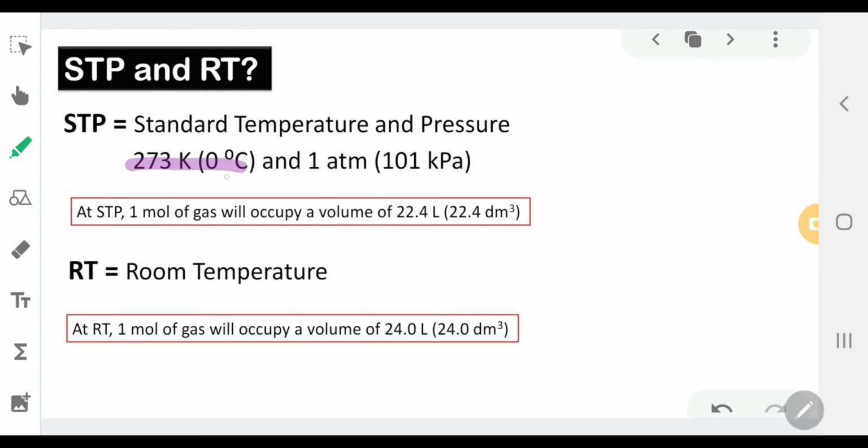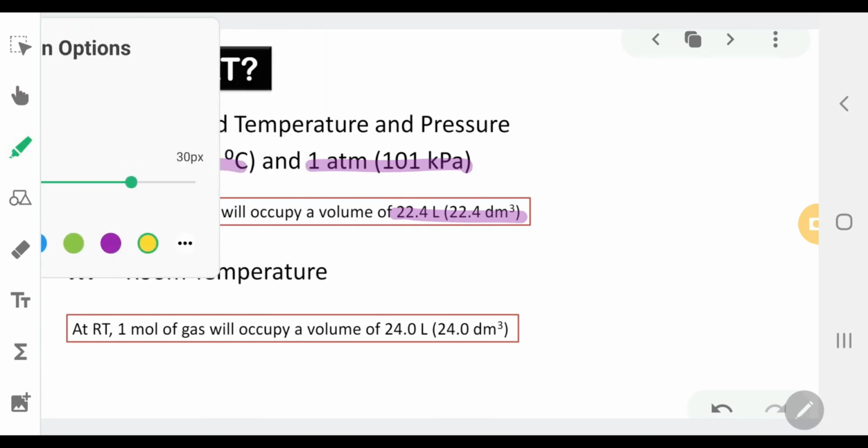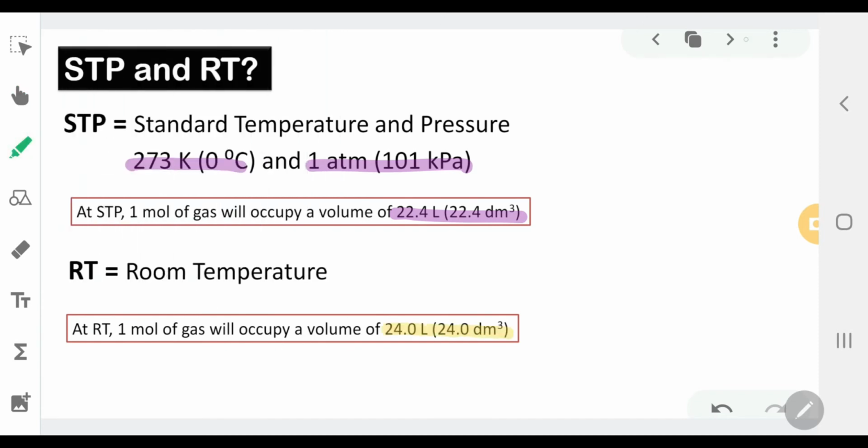So if you have this temperature, and that pressure, that means you need to be considering STP, and you need to use this number over here when you want to find out the molar volume of gas. Whereas for room temperature, they will not be mentioning these two pieces of information over here. So when you have room temperature, the one that you need to consider is this number.